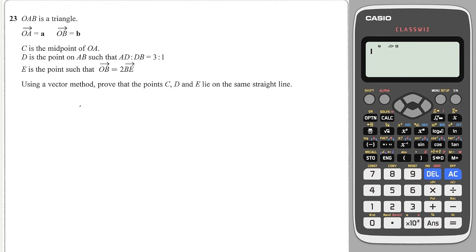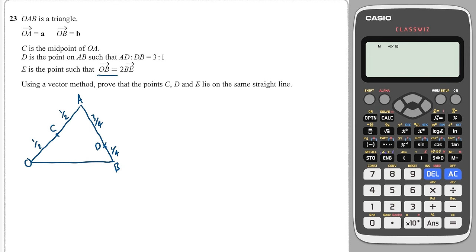Right, tricky question alert. We have a triangle OAB, and it says that C is the midpoint. And it says that if I draw a line AB and I put this here and call it D, if this is 3/4, that would be 1/4. So it's in the ratio of 3 to 1, 3/4 to 1/4.